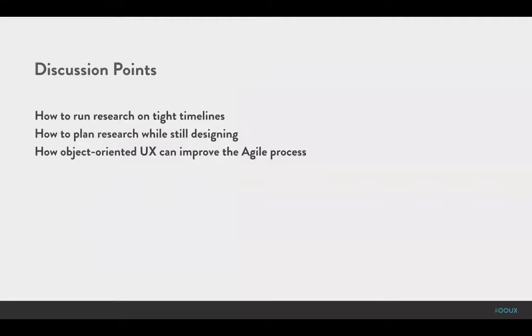So just to level set on what we're going to be talking about. Initially, we'll talk about how to run research on tight timelines, so within sprints pretty much, how to plan research while you're in those sprints and while design is moving and even development. And then finally, a little bit about the future and how we see object-oriented UX improving the Agile process.